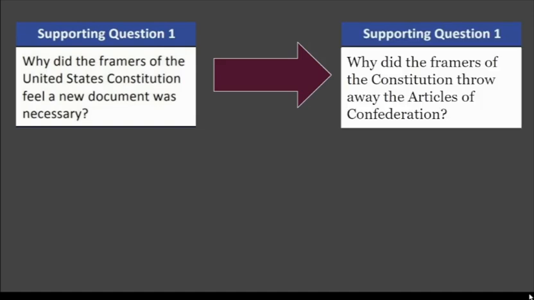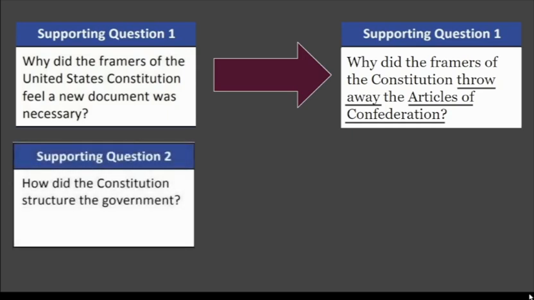So this first supporting question, why did the framers of the US Constitution feel a new document was necessary? I changed to why did the framers of the Constitution throw away the Articles of Confederation? And in that, I used language that I use when I'm explaining the Articles of Confederation. Throw away is a phrase that I use a lot to get that visual in my sixth graders' minds. So I wanted to include the way that I speak in my question. And then also I wanted to include Articles of Confederation in the question because that's part of my content and it's an important part of that unit.